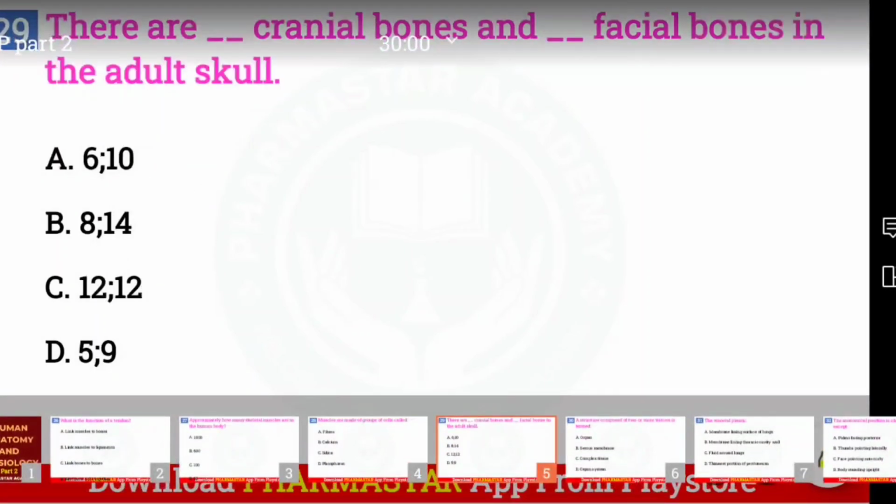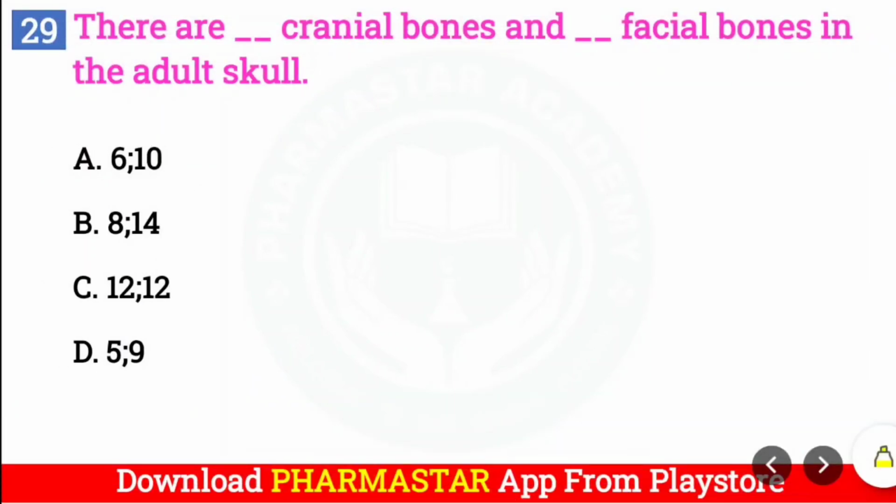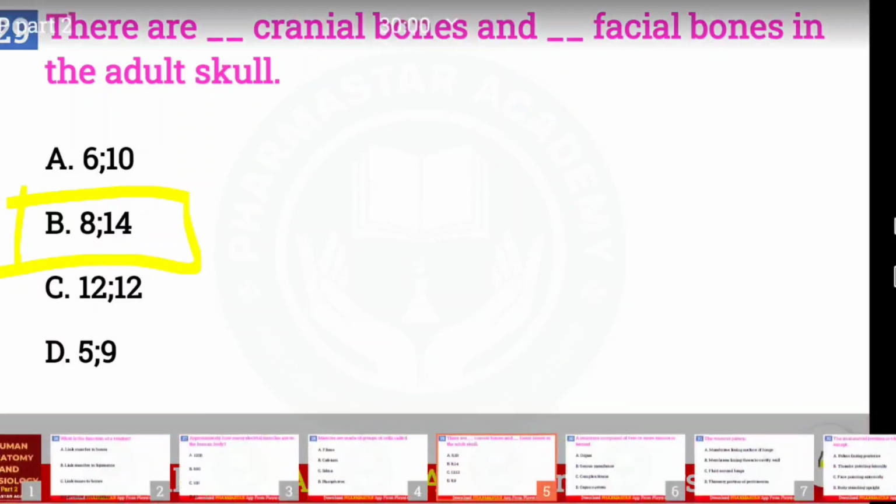Next question. There are dash cranial bones and facial bones in the adult skull. Option A 6, 10, B 8, 14, C 12, 12, D 5, 9. The adult human skull consists of 8 cranial bones that protect the brain and 14 facial bones that form the structure of the face. Therefore, the correct option is B, 8, 14.